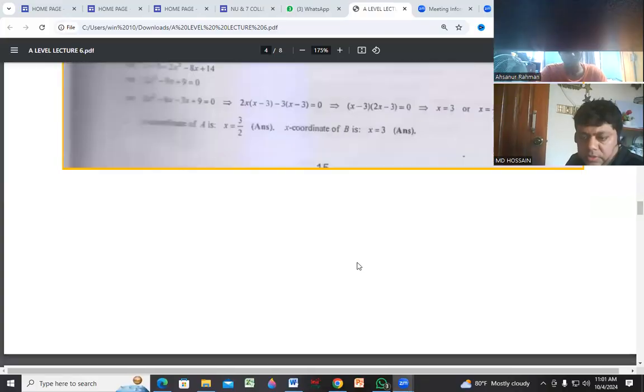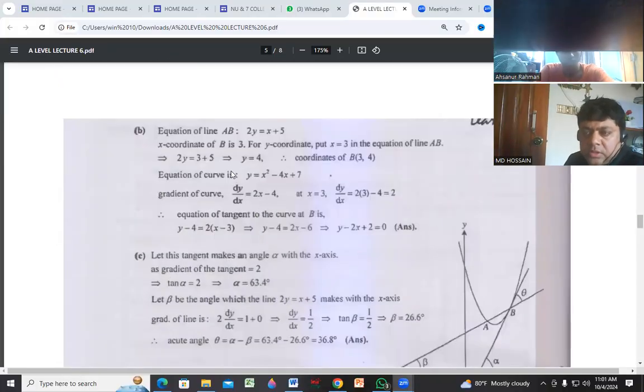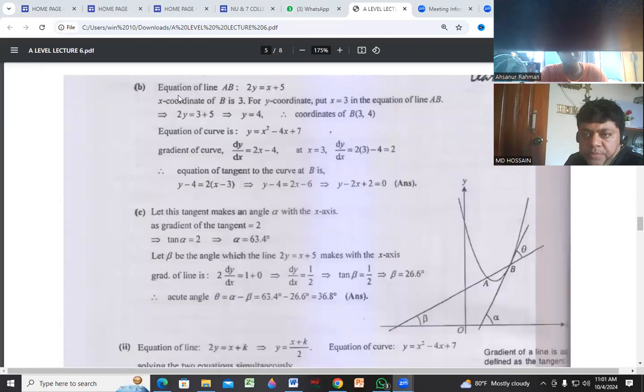Okay, so our second part. Look at the screen. The equation of AB: 2y equals x plus 5. The x coordinate of B is 3. For the y coordinate, put x equal to 3 in the equation of the line. Then 2y equals 3 plus 5, so y equals 4. By putting the value of the x coordinate of B, you can easily solve this.